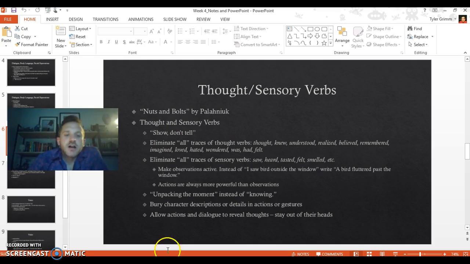Okay? This goes a little bit further in that you should bury character descriptions or details in actions or gestures. Don't just say that he walked into the room, he had short brown hair that was beginning to gray, and blue eyes, whatever, and facial hair. Reveal these through facial expressions or gestures. And you can allow actions and dialogue to reveal thoughts rather than saying, Tyler thought about this. Find some way to show me he thought about this.